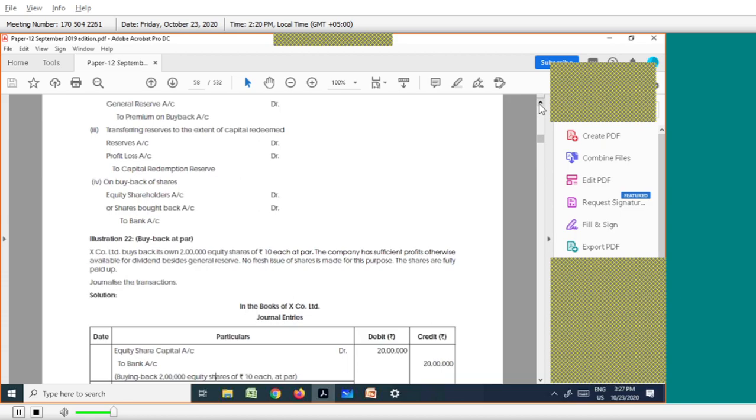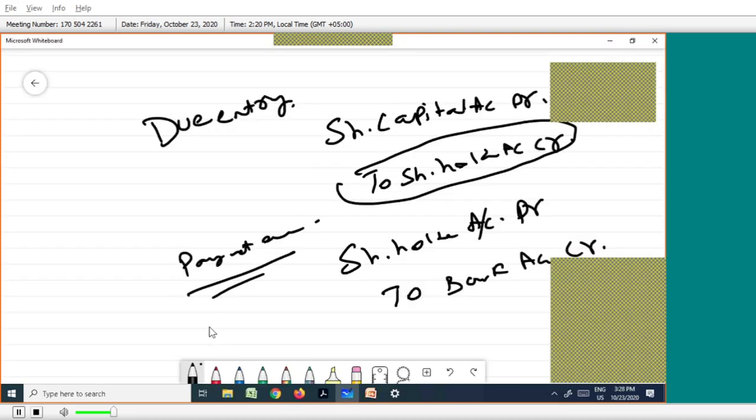That is not the question. They gave one provision in the question: the company has sufficient profit otherwise available for dividend besides general reserve. They have sufficient reserves already in the company, and they are not going to issue new shares. From the existing reserve itself, they are going to buy back the shares. What is the journal entry? 2 lakh equity shares, 10 rupees each at par, they are going to buy back.